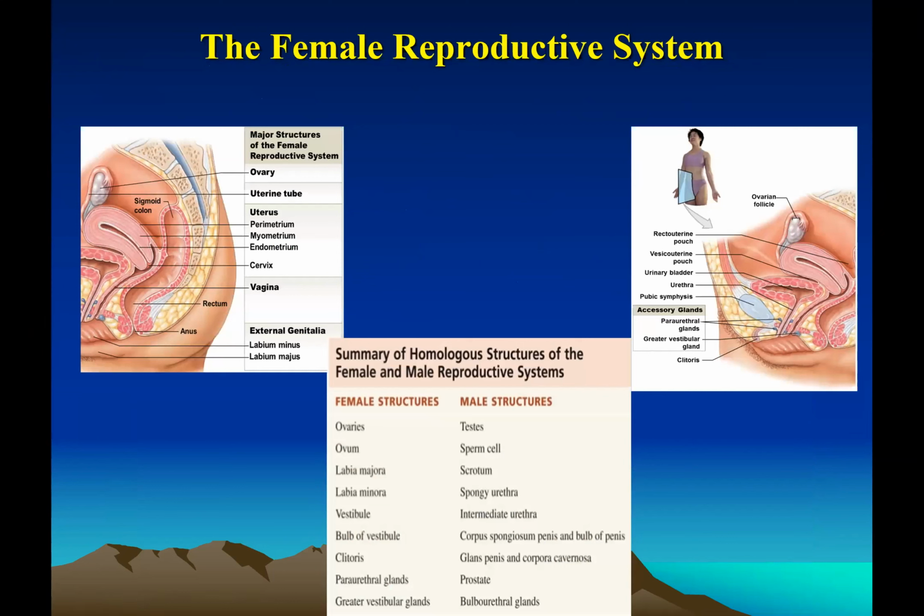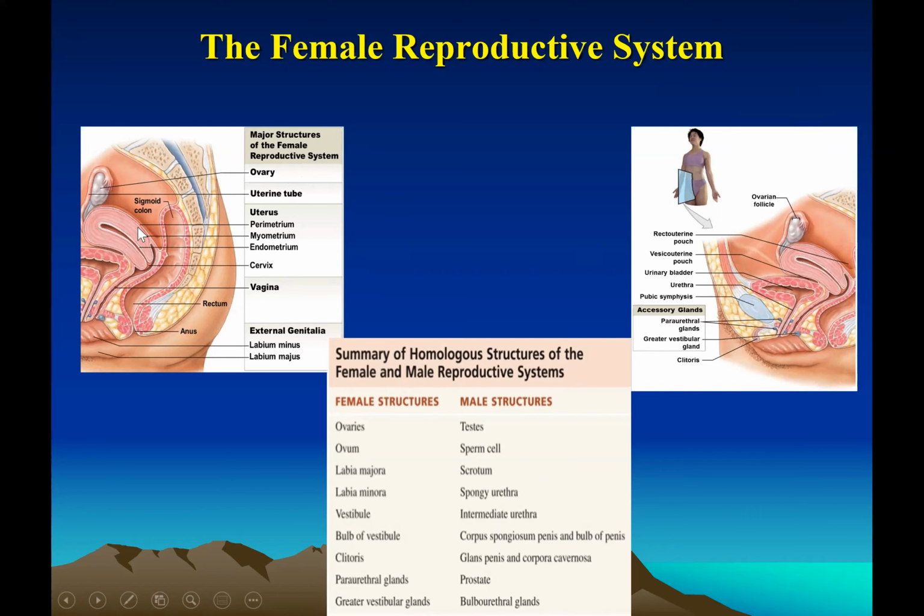Moving on to the female reproductive system. It's very interesting that most of the anatomical structures you see in males have a counterpart in the female too. So you can look at this table here later. So let's look at the structures of the female reproductive system. Here you can see the ovaries, and then the uterine tube, fallopian tube. Then we see this pear-shaped muscular organ called the uterus.